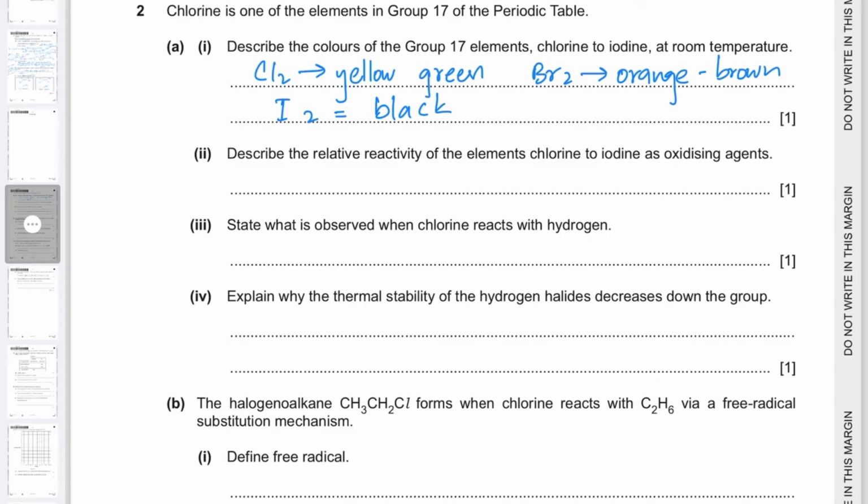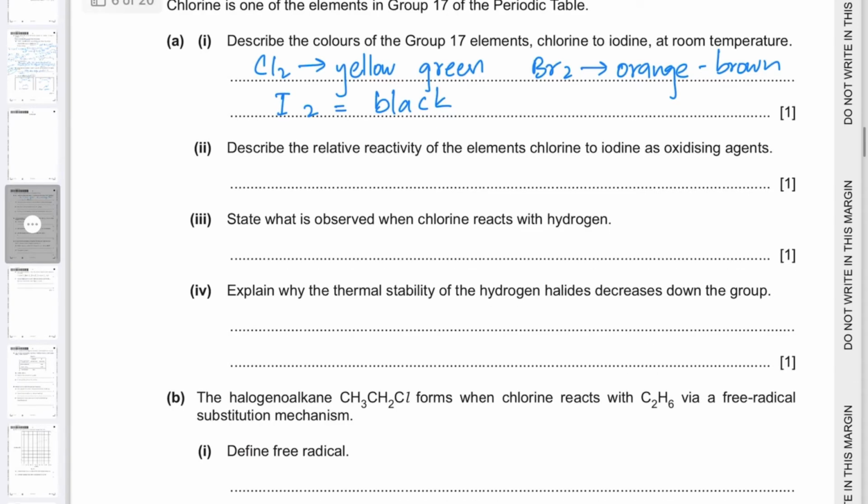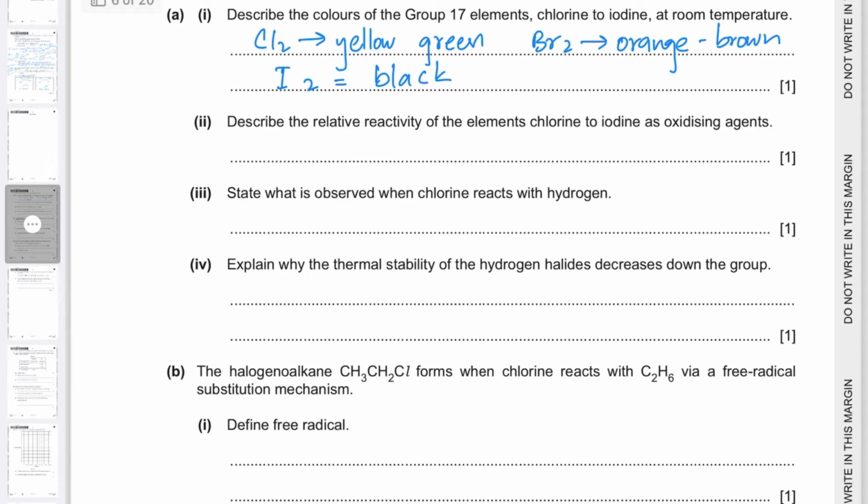These are some properties that you will need to memorize: periodic trends, as well as some physical and chemical properties. Part 2. Describe the relative reactivity of elements chlorine to iodine as oxidizing agent. The strength of halogens as oxidizing agents decreases from chlorine to iodine, and to understand the reason, we need to look at their electronic configuration.